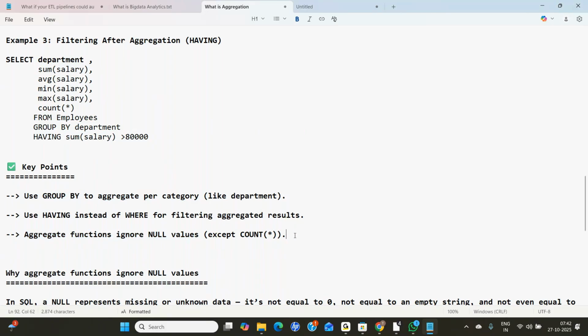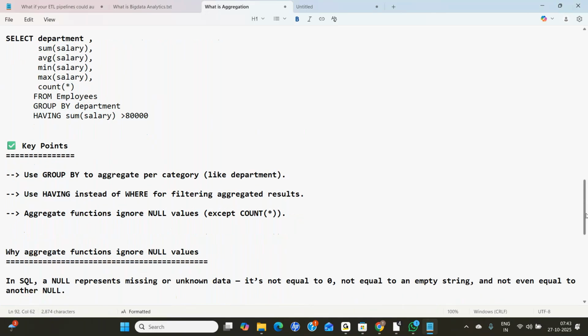A very interesting point here is null values. How can you define a null value? A null represents a missing value or unknown data. It is not equivalent to zero. Basically it means nothing, no value. It's not equal to zero, not equal to an empty string, and not even equal to another null: null is not equal to null.